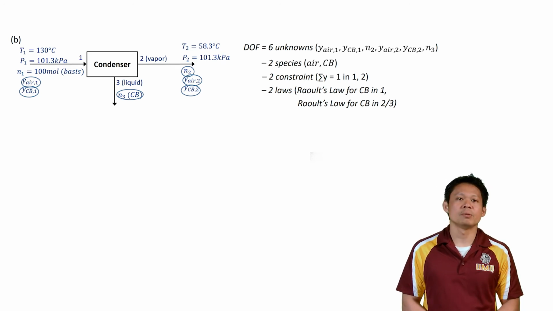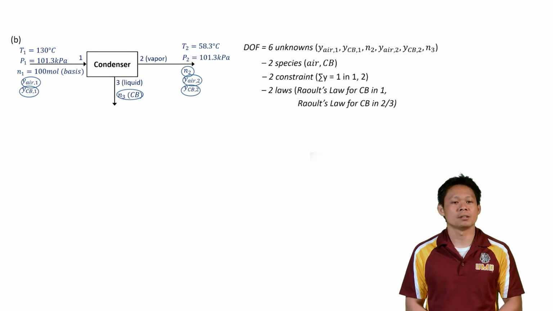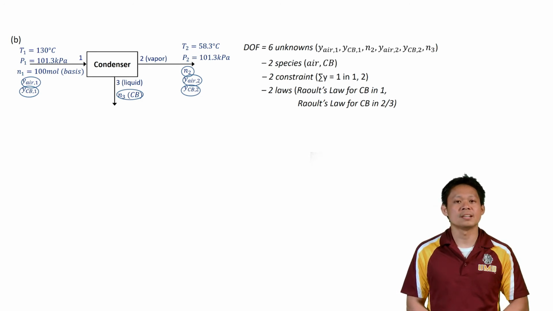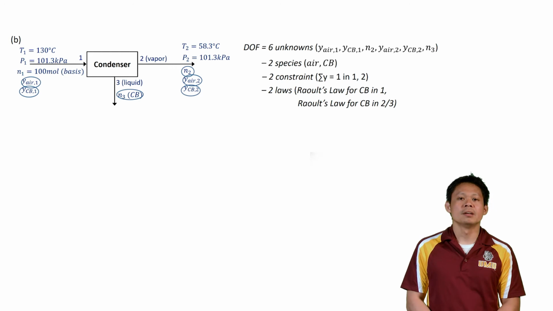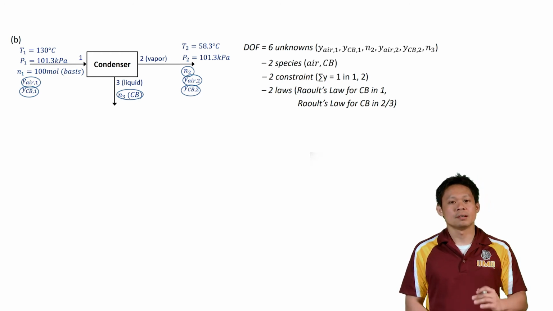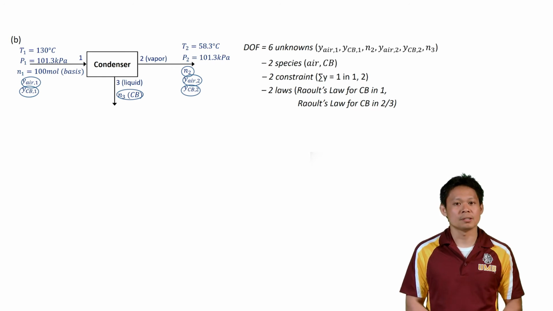This is going to be the unique one that I want to spend more time talking about, because all the question says is that stream 1 is saturated with chlorobenzene. So why can we use Raoult's law? Because when we are talking about a saturated stream, that means our chlorobenzene is right at the dew point.